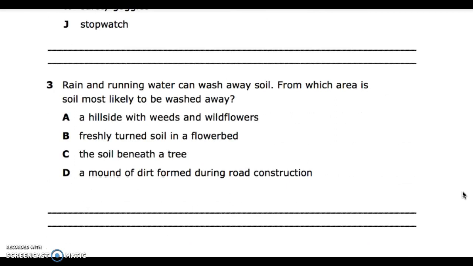Number 3. Rain and running water can wash away soil. From which area is soil most likely to be washed away? A. A hillside with weeds and wildflowers. B. Freshly turned soil in a flower bed. C. The soil beneath a tree. D. A mound of dirt formed during road construction.